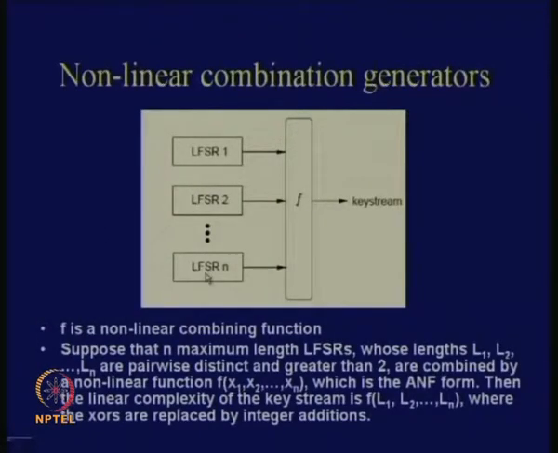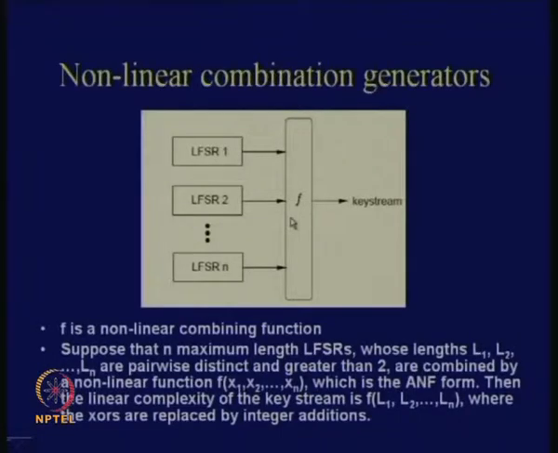Suppose there are n LFSRs and all of them are producing a key stream. What we do next is take a function f, combine all of them and produce a key stream. Note that here f is a nonlinear combining function.